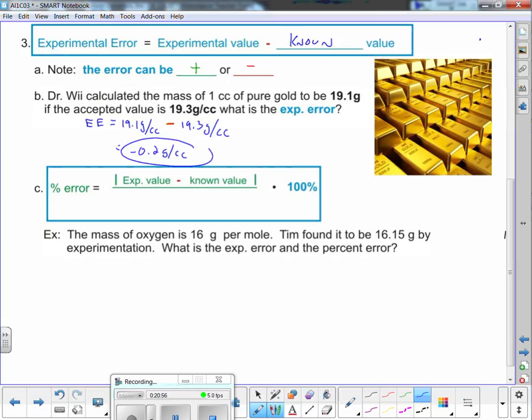Are you above it? If you're above it, you got a positive experimental error. Are you below the known value? You got a negative experimental value.